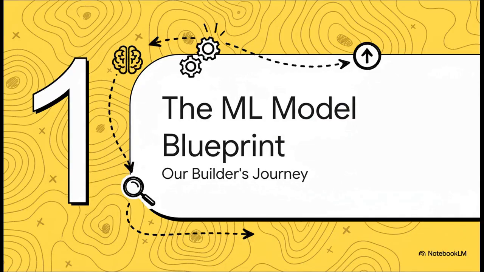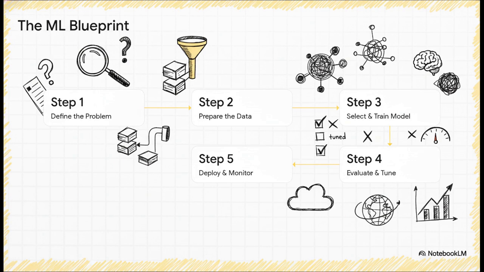So, let's pull back the curtain and look at the entire blueprint for this journey. Think of this as our map, the high-level guide that's going to take us from A to Z. Okay, so here it is. This 5-step process is our guide. It literally takes us all the way from just a question, an idea, to a real-world tool that actually works. We'll start with defining the problem, then get the data ready, pick and train a model, check and tweak it, and finally, get it out there and keep an eye on it.